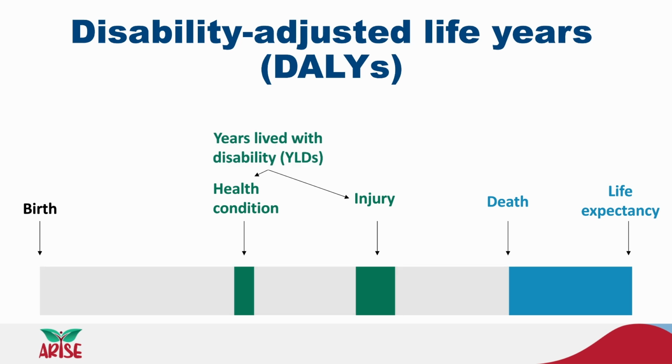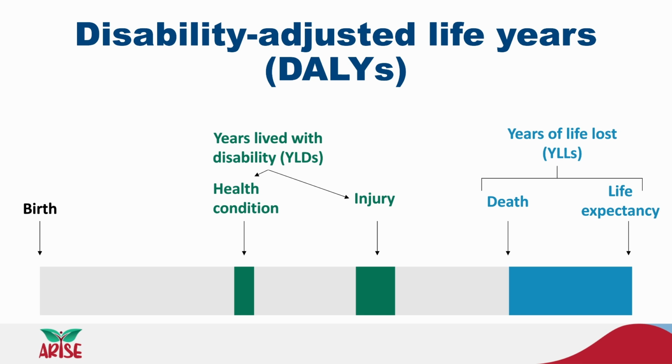The green periods in the timeline, or times when the person experienced a health condition and an injury, are times when the person was living at less than optimal health. They were living with some sort of disability in these periods, even though, as we mentioned, this could be quite mild, such as having a cold. We measure these periods using the metric years lived with disability, or YLDs.